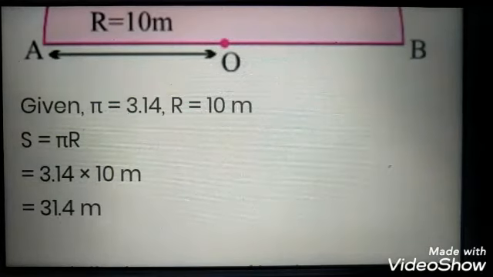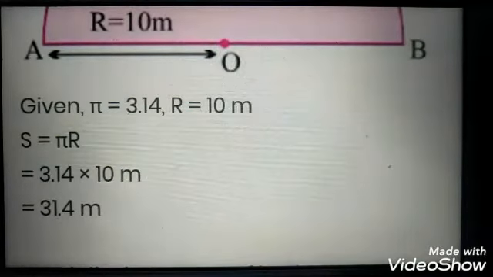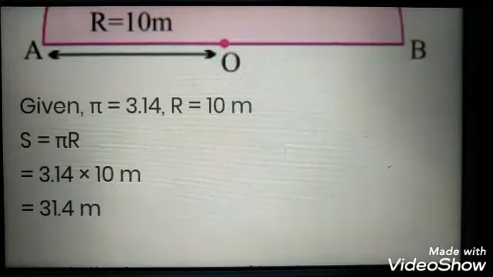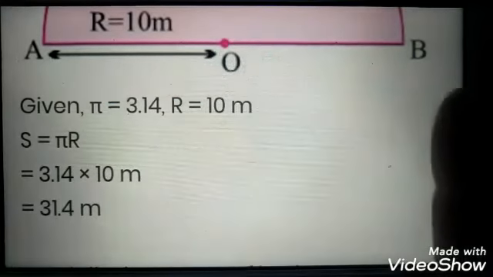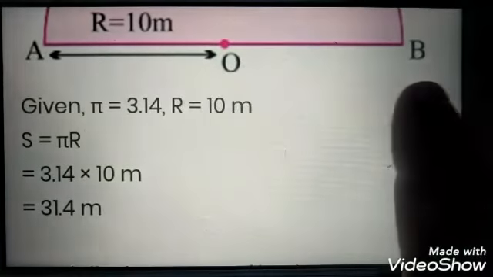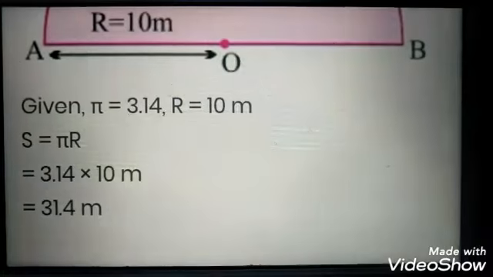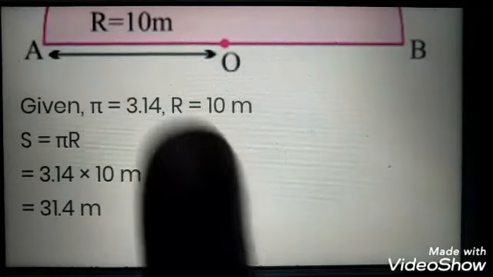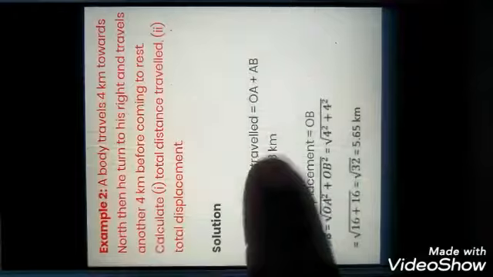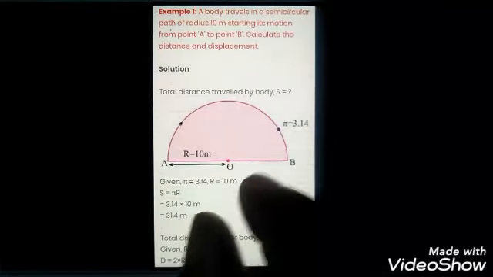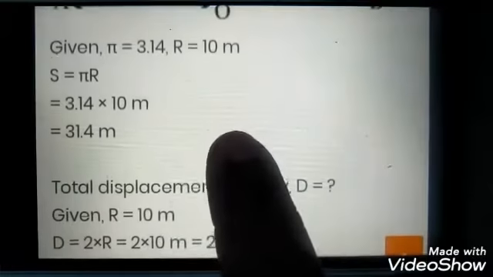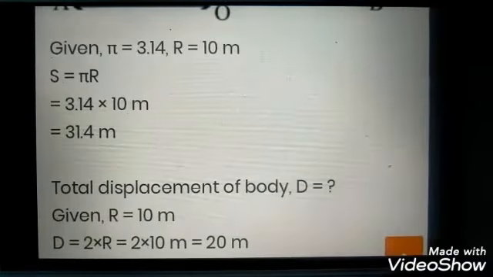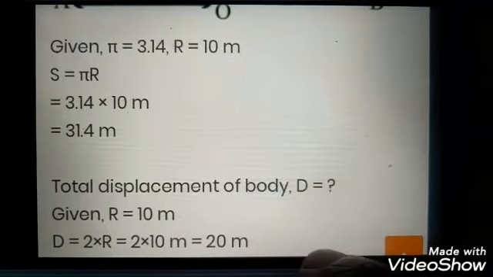Now the next question is to find out the displacement of the body. So displacement of the body is from point A to point B. So we can see that it is the diameter of the semicircle. So diameter is given by 2 into r, which is equal to 2 into 10, which is equal to 20 meters.